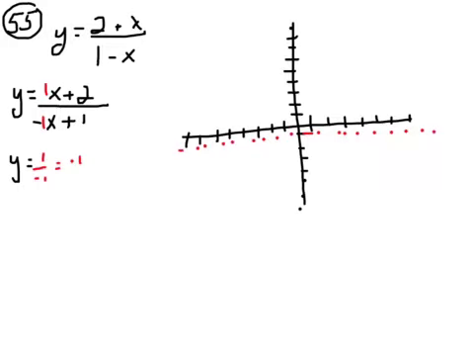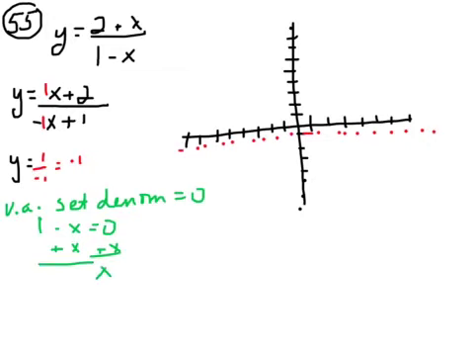Now, if you remember how we find vertical asymptotes, we set the denominator equal to 0. There's such a thing as holes in the graph, but holes happen when we have factors that cancel out of the numerator and the denominator, and we don't have anything that's going to cancel out here. So all we have to do is set the denominator equal to 0. I'll go back to the original 1 minus x denominator. If I set it equal to 0 and add x to both sides, I get x equals 1. That's my vertical asymptote. I'm going to draw that in red too, right here.